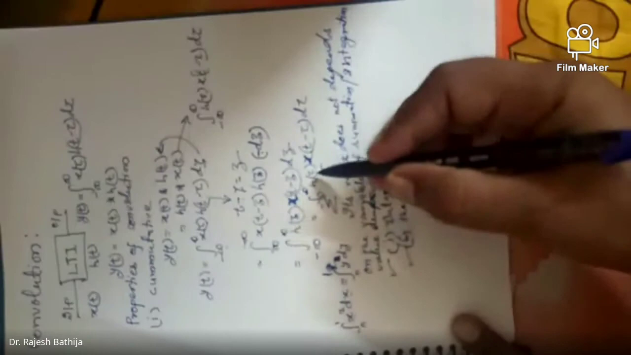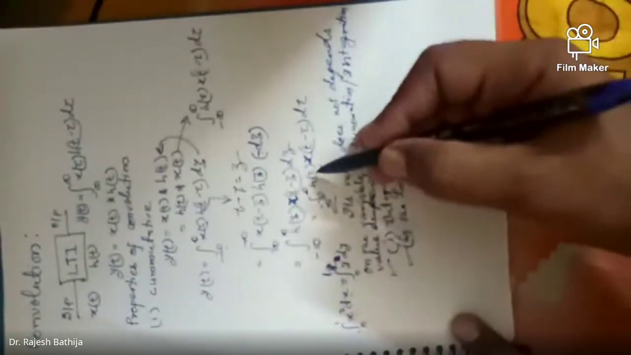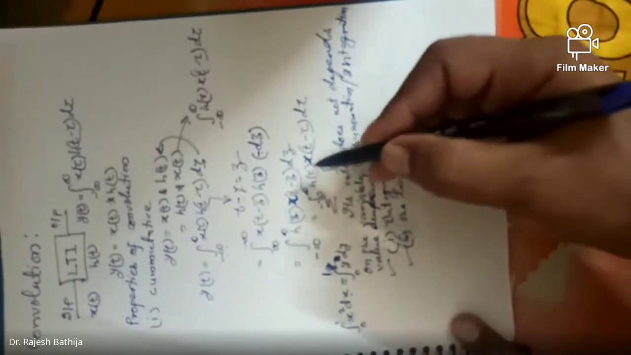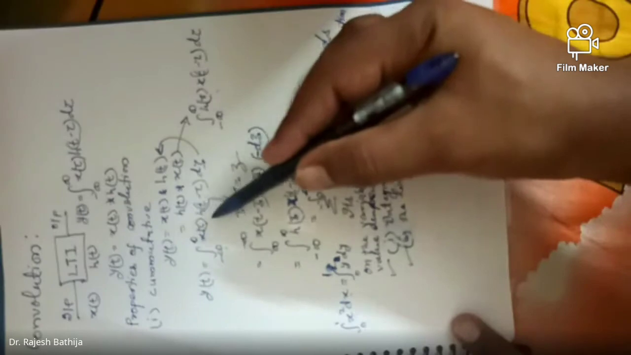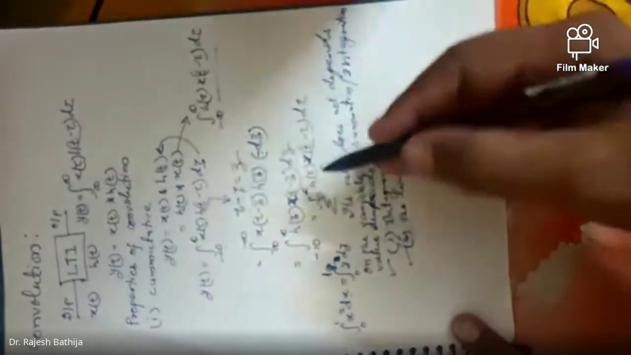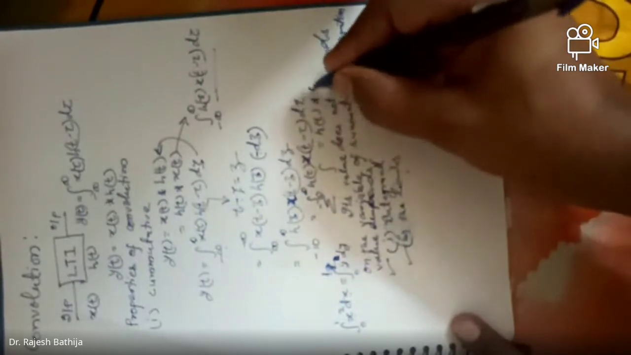Yes, sir. In place of zeta, I have taken the integral with respect to tau. So I just substitute tau equal to zeta over here. If I do that, I get this thing from this thing. And this is nothing but h of t convolved with x of t.